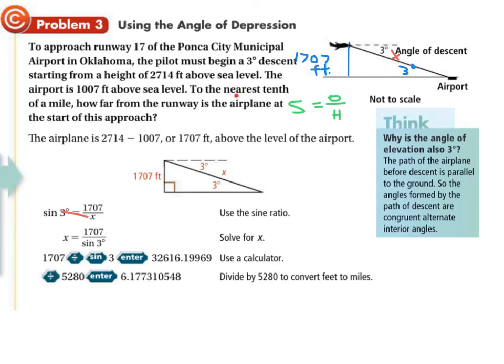It says up here at the top, to the nearest tenth of a mile. So what do you do to the nearest tenth? Well, this 1 is in the tenths place. Is this 7, 5 or higher? Yeah, it is. So that 1 should go up to a 2. The airplane is about 6.2 miles from the runway.